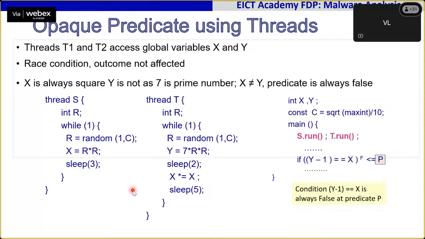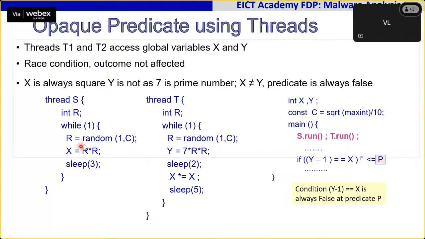So now what it is doing here is it has created 2 threads. This thread is creating a random number r, and r into r is equivalent to x square. This is equivalent to 7y square. S is run, and then T is run.